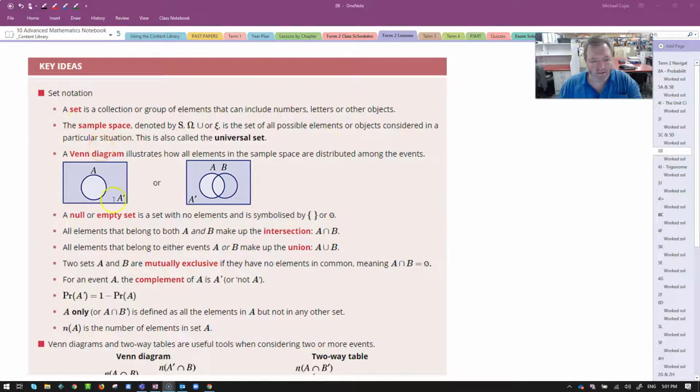Venn diagrams must have a rectangle around the outside. Please make sure you are doing that. I know a number of you are not, as of last year. Let's hope we remember this year.